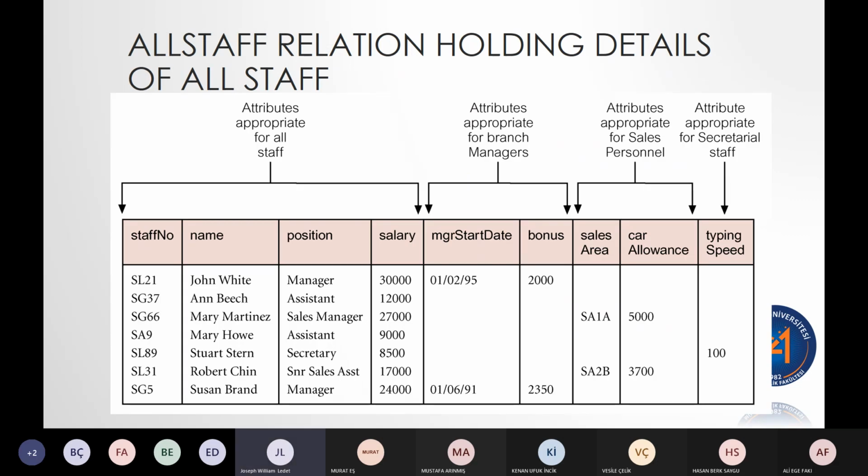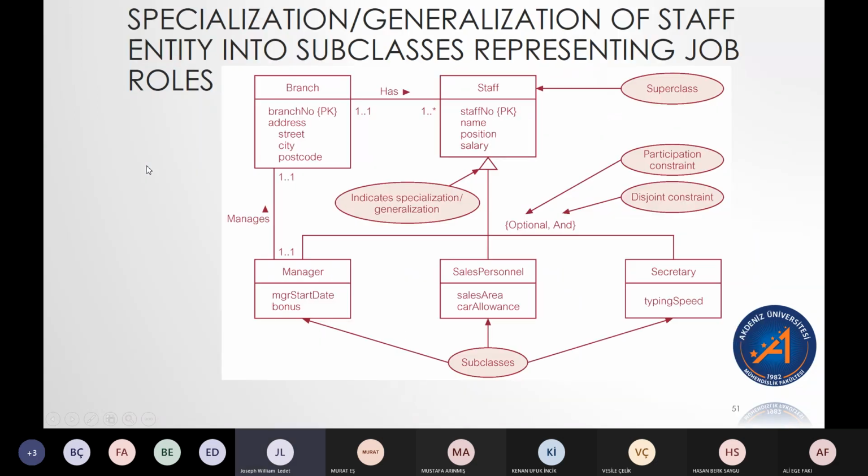So again, this was the example we talked about, I showed on the video, where you have certain attributes that are common to all, and certain attributes that are specific for certain types of staff. So this might be how you would show that.